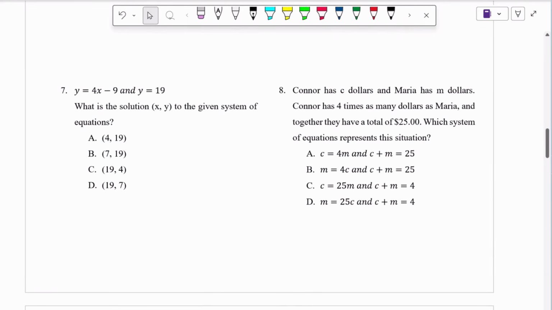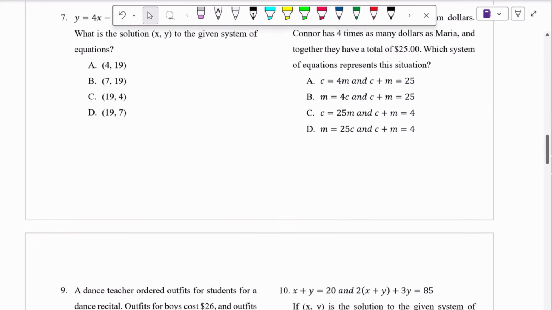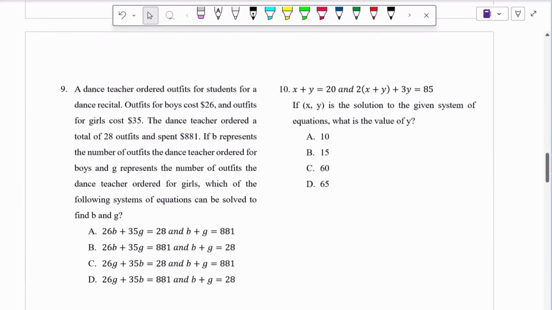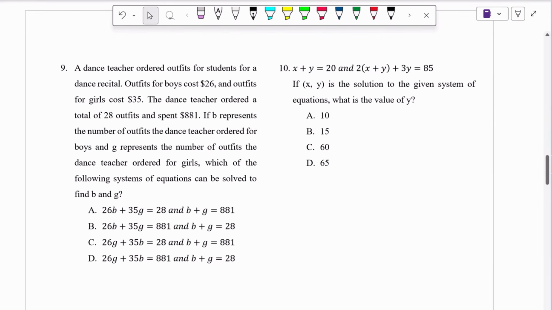7, same type of problem. You're going to have to plug it in. 8, kind of translation like we've already done. 9, another setup of a word problem. I cannot hound on this enough.